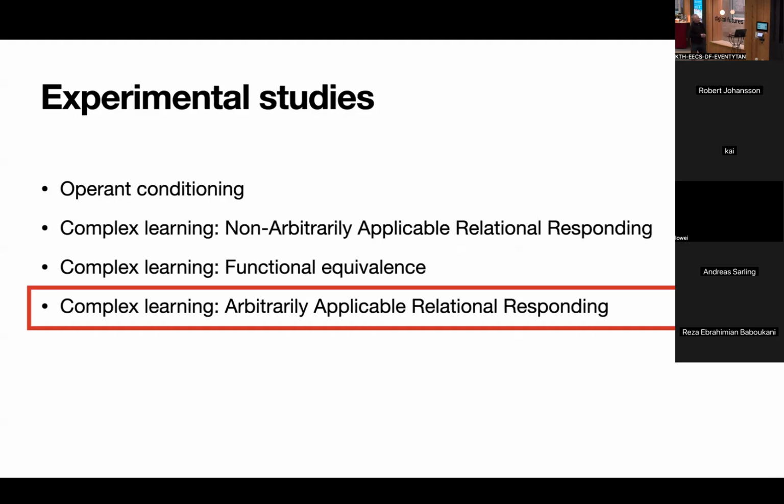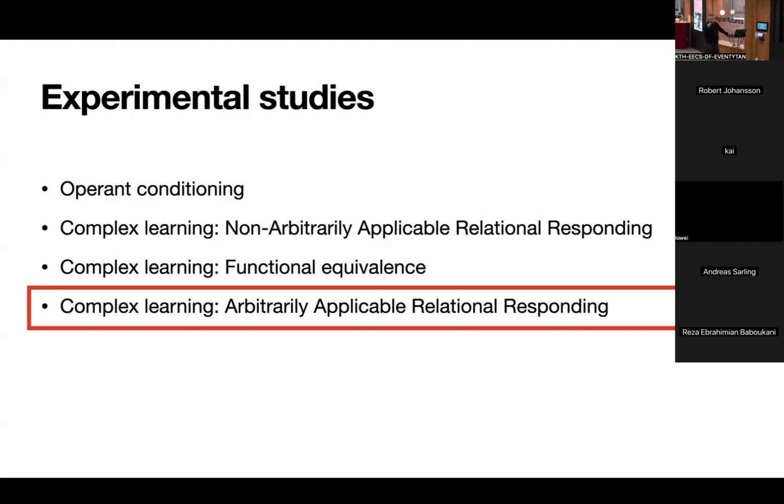And for the last 5 or 10 minutes of this talk, I will say something about arbitrarily applicable relational responding. And remember, this is this ability: can the system learn to relate? Relating is an operand. Can the system learn arbitrary relations that it can then use in various situations and derive from? You remember this symmetry example, for example.